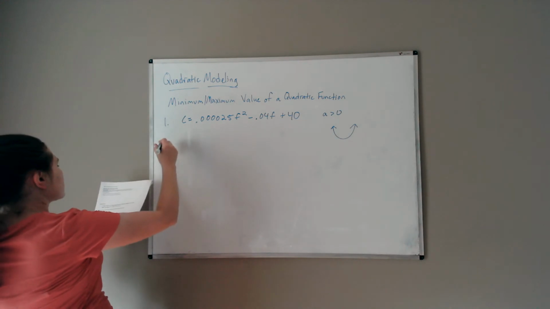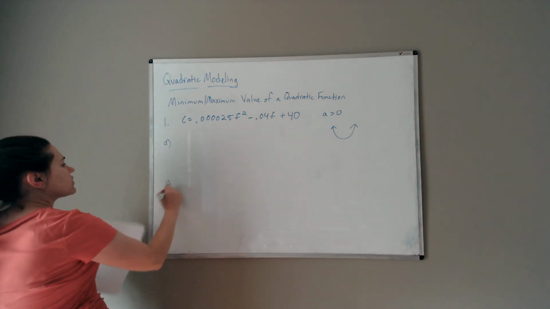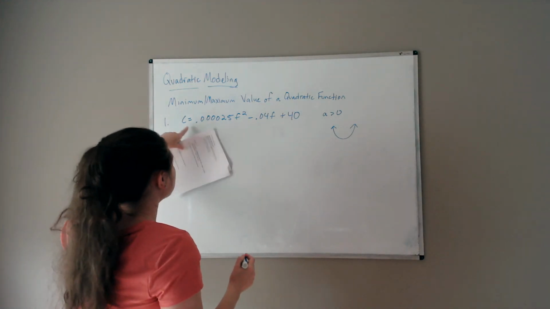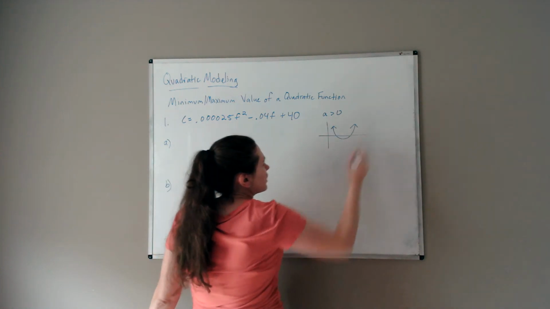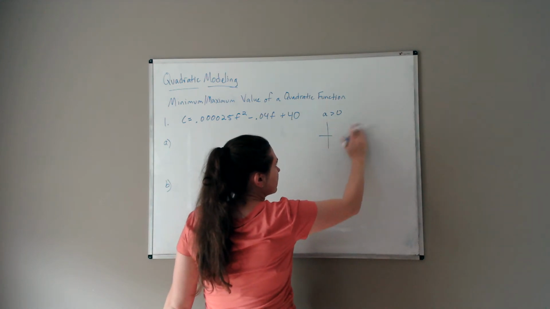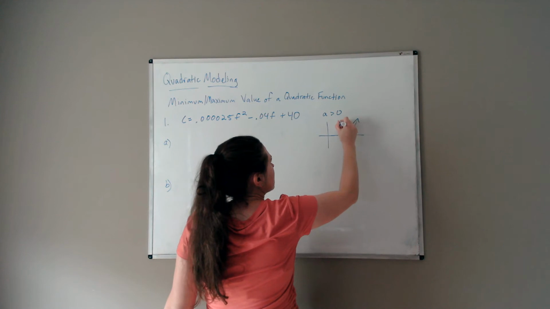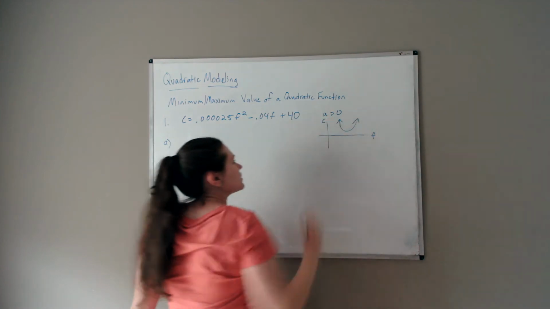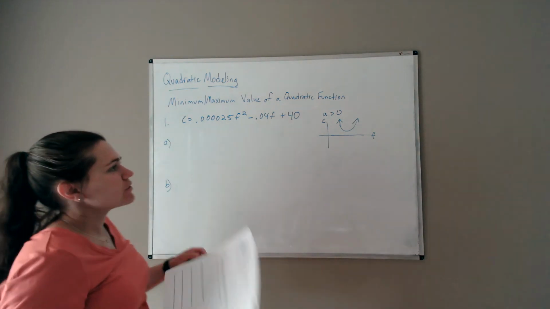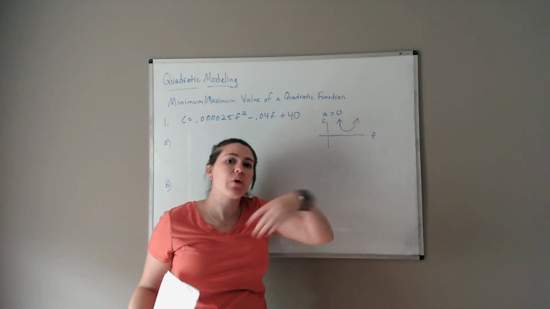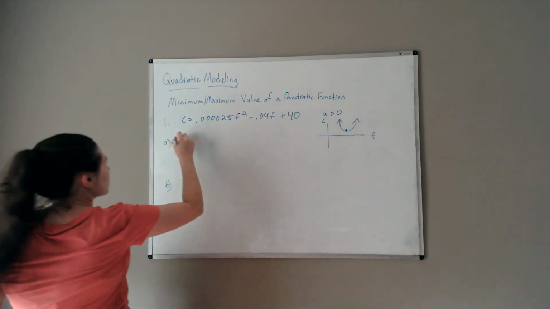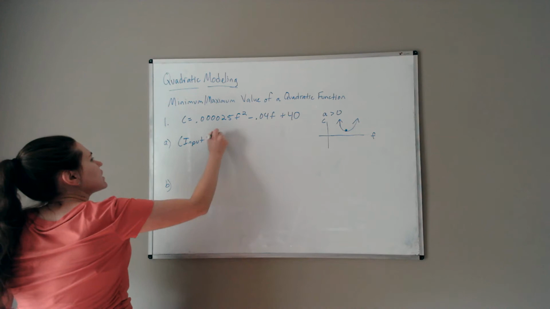Part a says find the number of frames that minimizes the cost. It doesn't ask for the minimum cost, because the input is f and the output is c. If I draw a coordinate plane, you shouldn't really have a negative cost, but I'm drawing it so you can see that f would be the input and c would be the output. Since we need the number of frames that minimizes the cost and not the minimum cost itself, we want the input of the vertex, not the output.